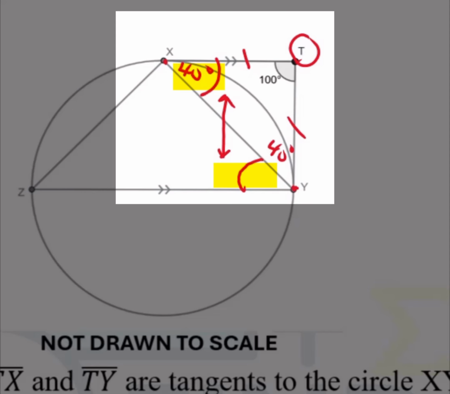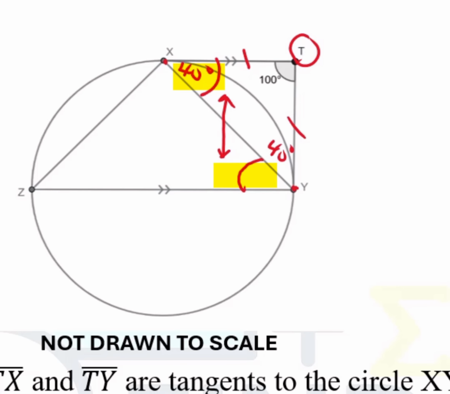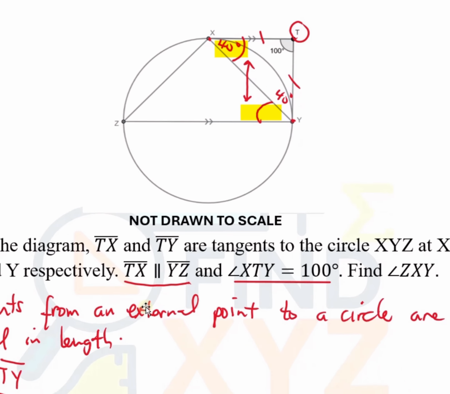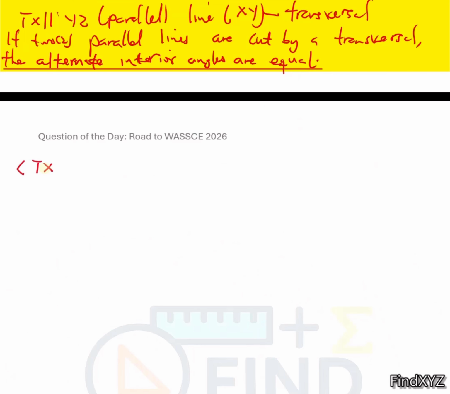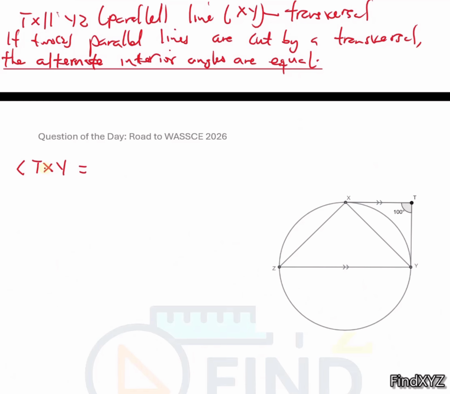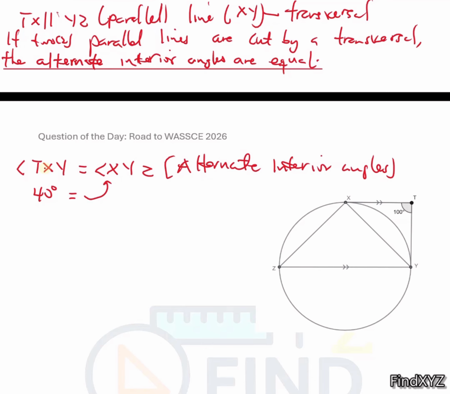So we can say these two angles are equal. That is, angle TXY will be the same as angle ZYX because they are alternate interior angles. So take note of that. So we can conclude that angle TXY is equal to angle XYZ, alternate interior angles. And alternate interior angles are equal. So we know angle TXY is 40 degrees. That means that angle XYZ is also 40 degrees based on this theorem.